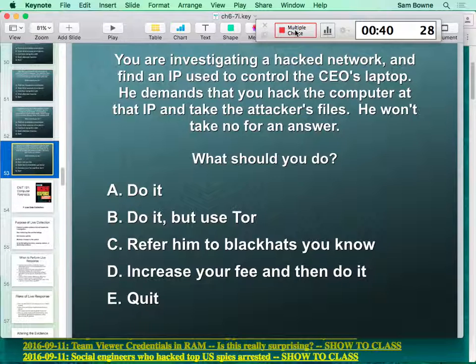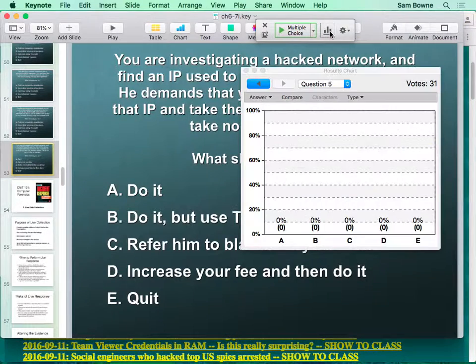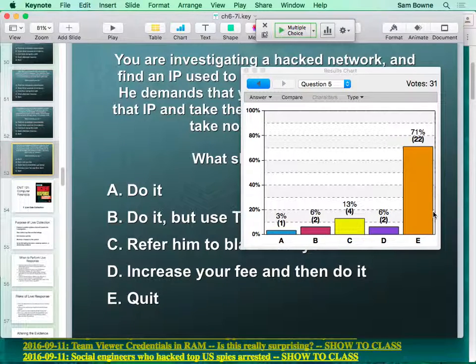So, all right, in this case, you should quit, because they're demanding that you do something illegal.